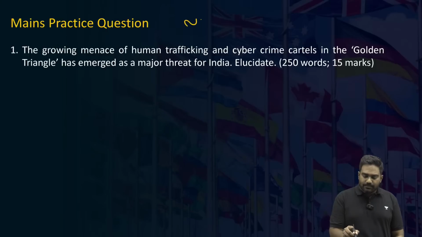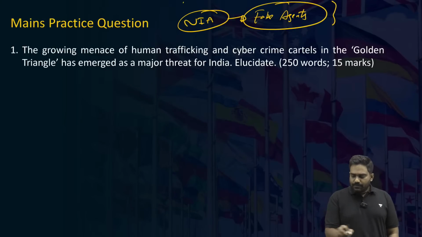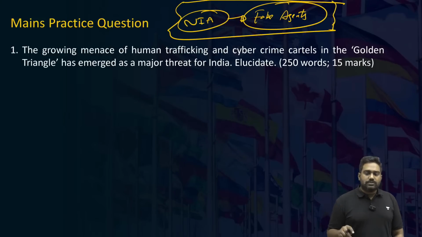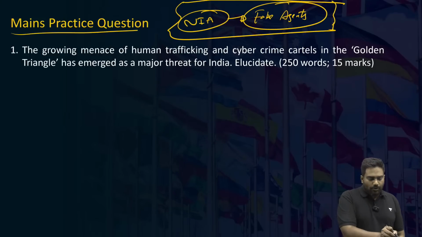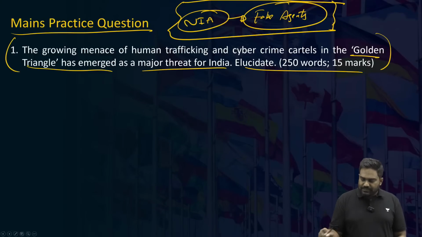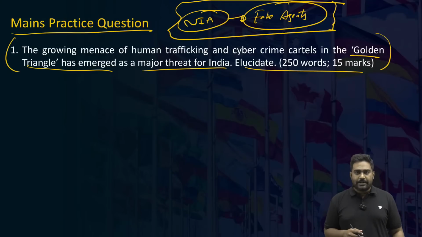The NIA has taken up the investigation. We have cracked down on some of the fake agents who are operating in India, duping the Indian youth. So they have been booked under very serious offences, including terrorism related offences. So that is something you need to watch out for. So please take up this practice question. The growing menace of human trafficking and cybercrime cartels in Golden Triangle has emerged as a major threat for India.